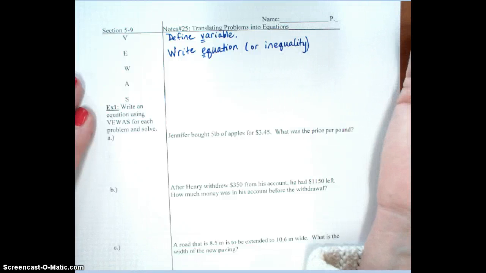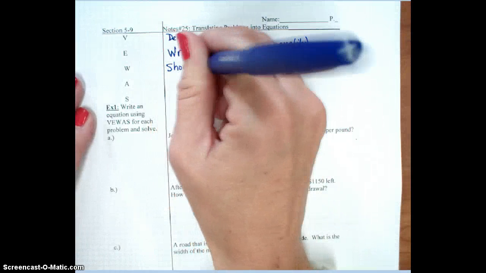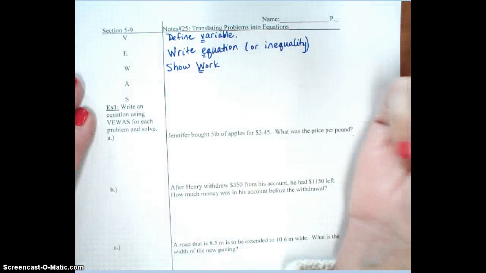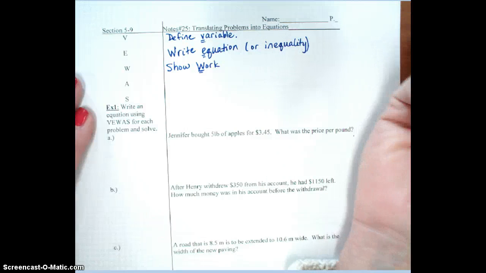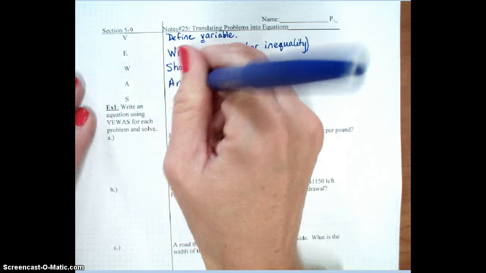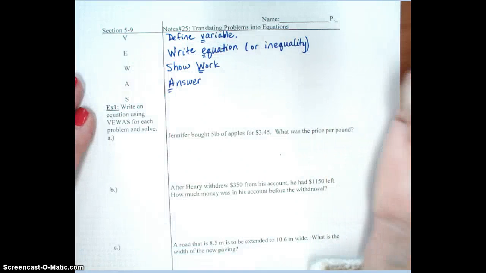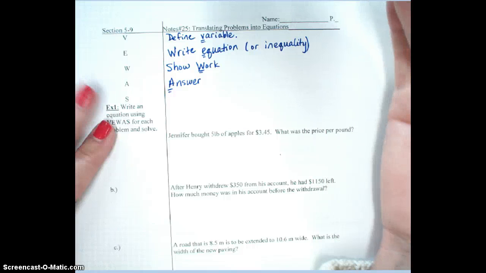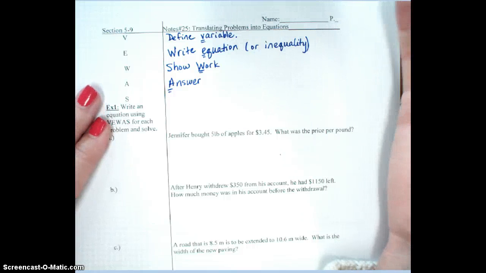And then what do you do with an equation? You work on it. So you want to show your work. W is for work. Show the work to solve your equation. And then you're going to get an answer to your equation. So A is for answer. But that answer isn't necessarily going to answer the question that the problem is asking for.